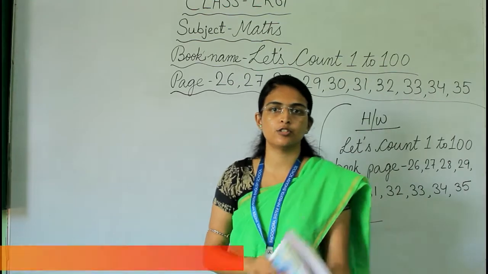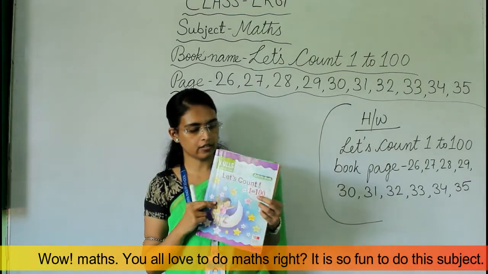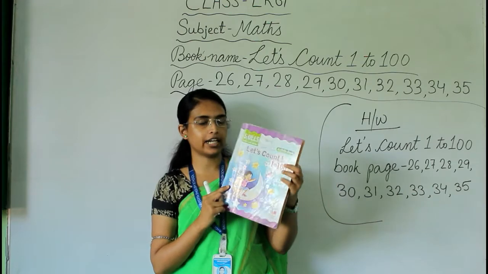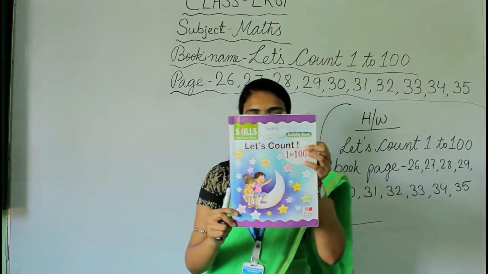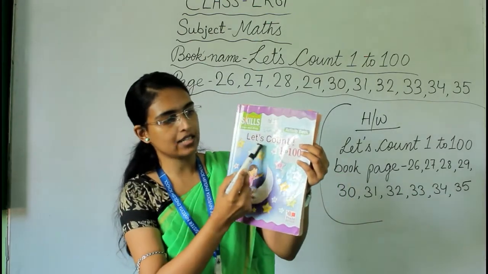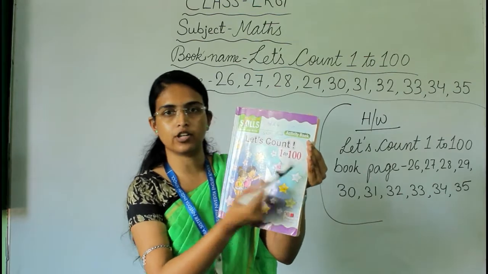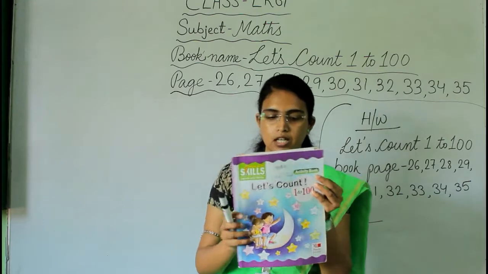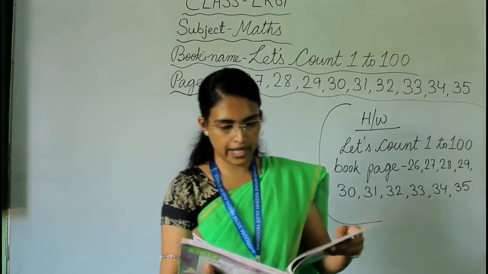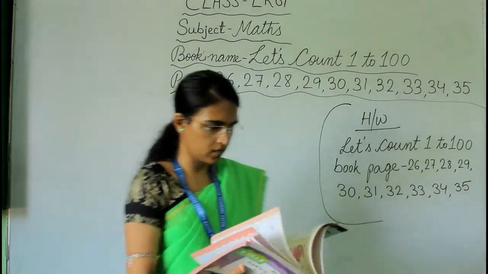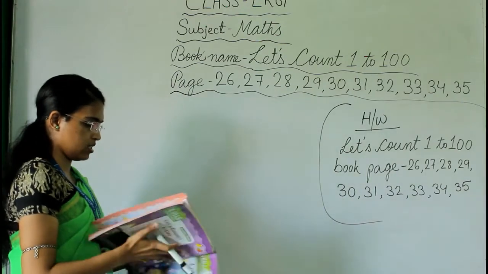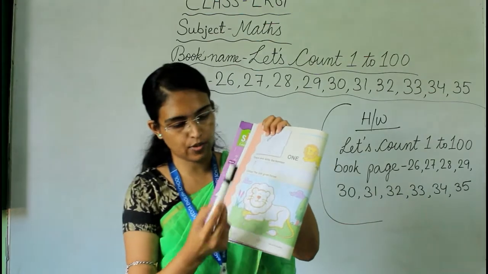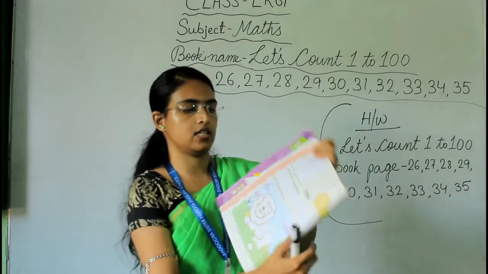Hello kids. Now we are going to learn maths. Okay. For this, you have to take out this math book. What is the name of this book? Let's Count 1 to 100. So take out this math book and take out your pencil. Now come to page number 26. This one. Page number 26.